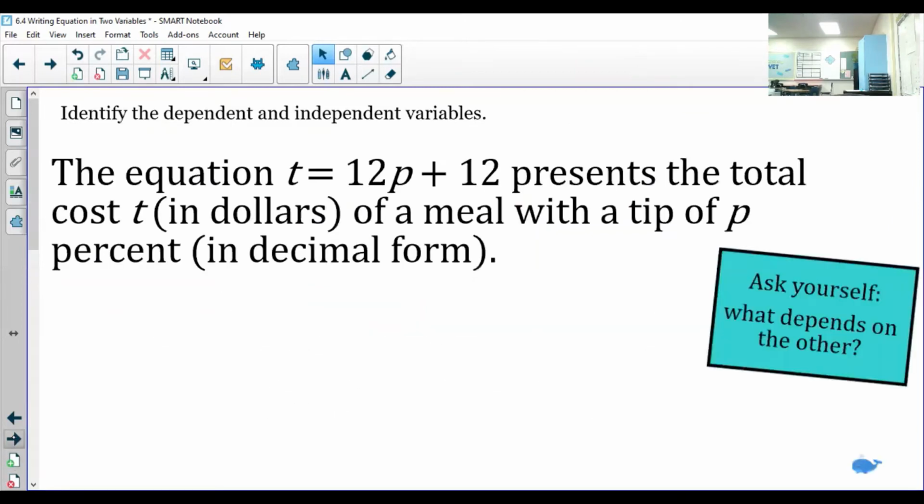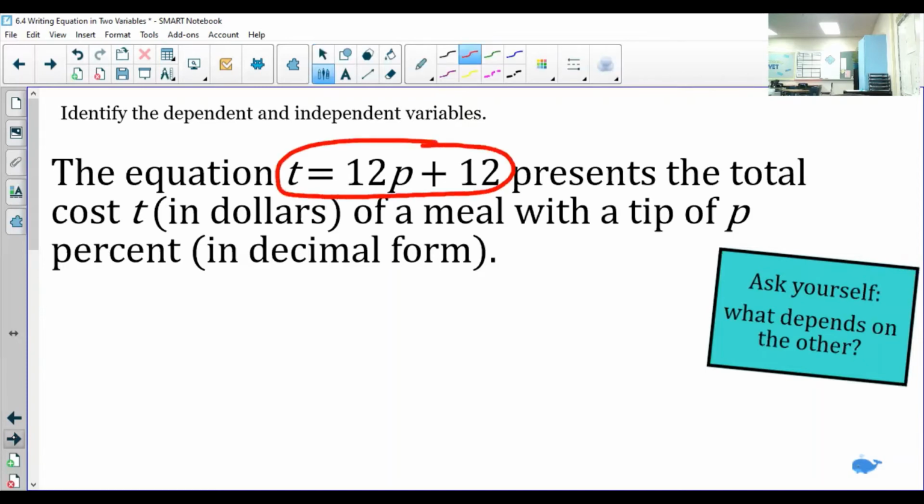Let's look at this here, okay? The equation t equals 12p plus 12 represents the total cost in dollars of a meal with a tip of p percent, okay? Now, there's a lot to unpack here. First off, here's the equation, and that's the equation we're dealing with. And we're talking about how much does a meal cost if we leave a tip. So like you tip your waitress at the restaurant, that kind of thing.